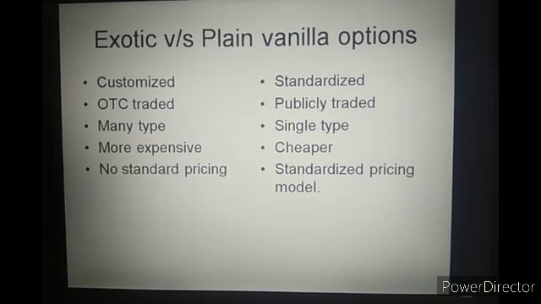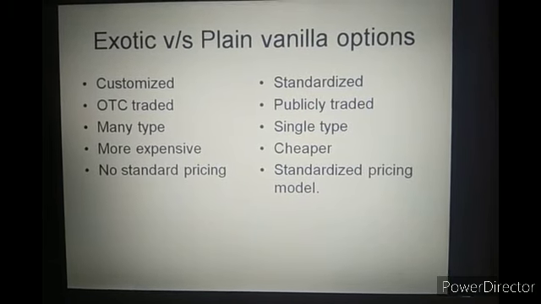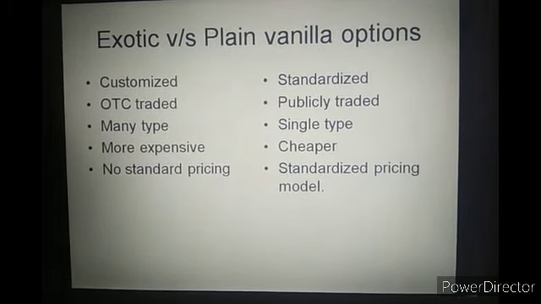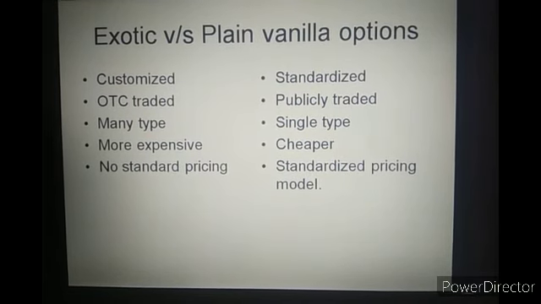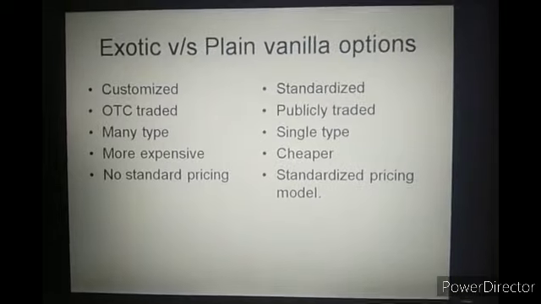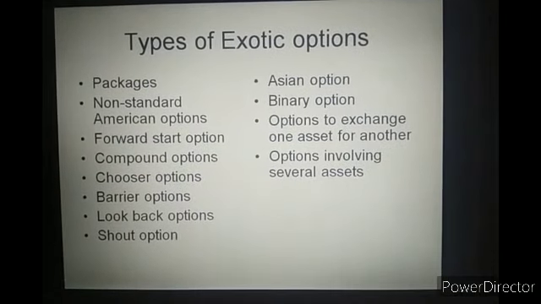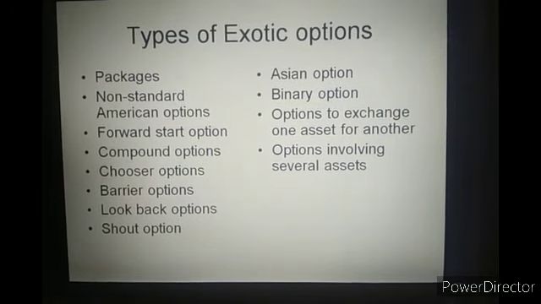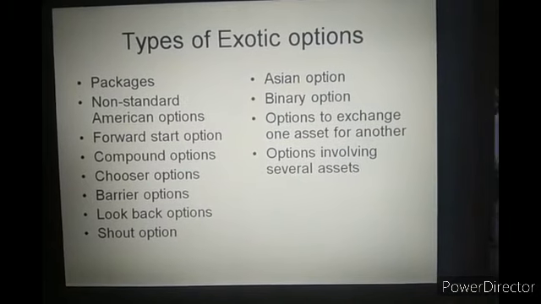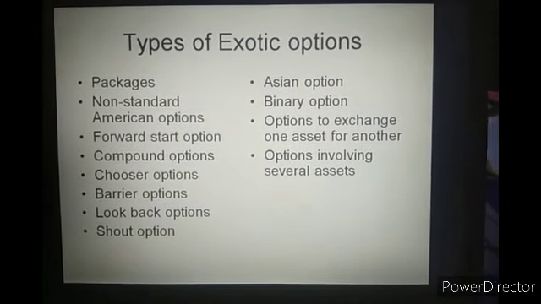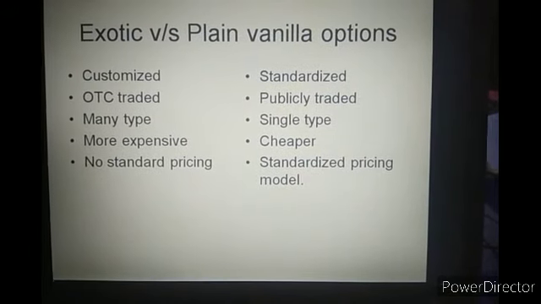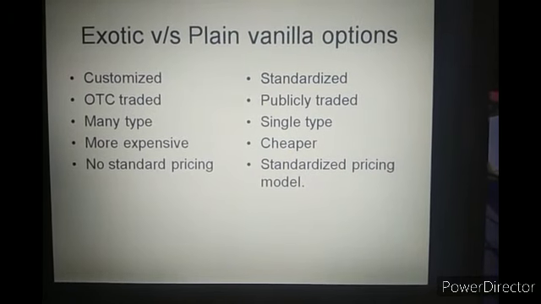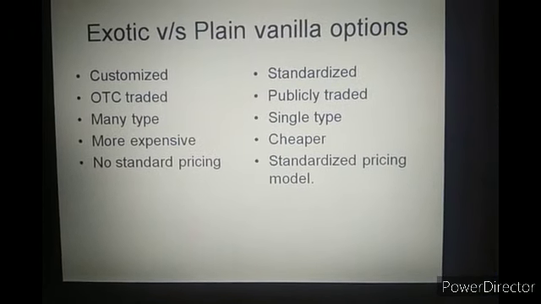Second, exotic options are privately traded or over-the-counter traded, while plain vanilla options are generally publicly traded, exchange-traded contracts. In exotic options, we have many types of products that we are going to study, like packages, non-standard American, forward start, chooser option, barrier option, lookback option, shout option, Asian option, binary option, and there are many. This is not the final list, but these are the ones we are going to study. So third point, in exotic options you have many types, while in plain vanilla you have a single type, that is either call or put.